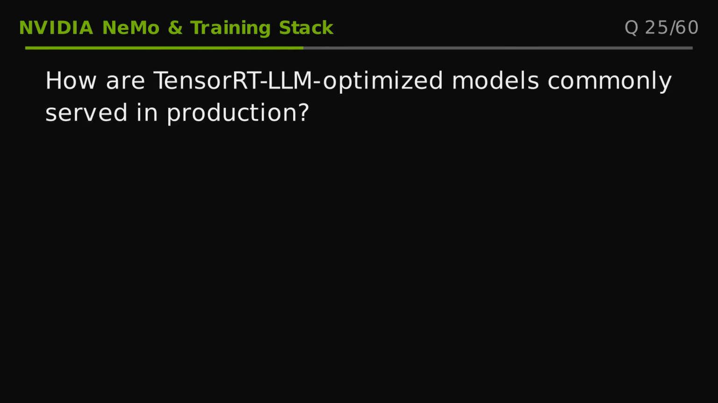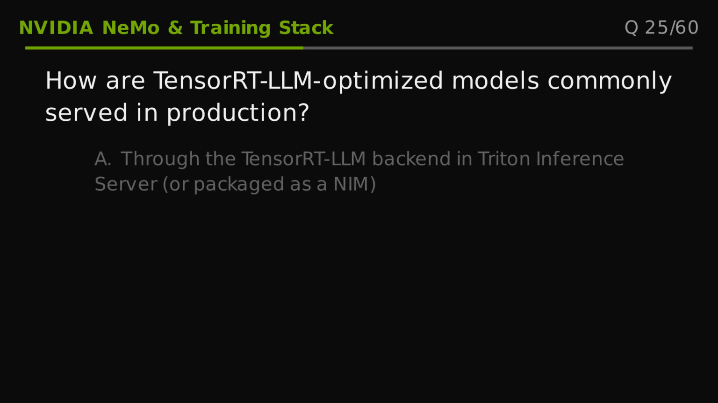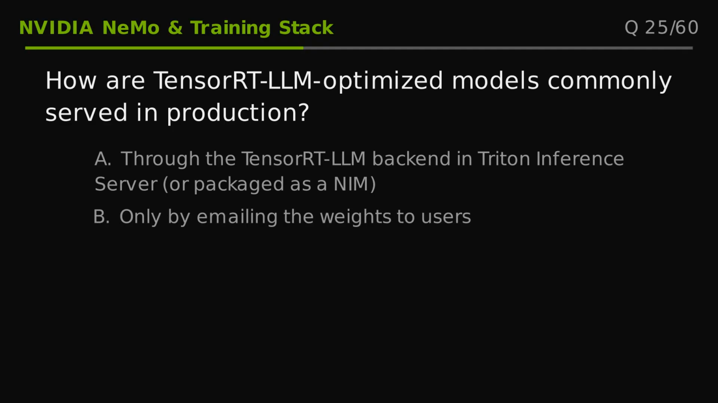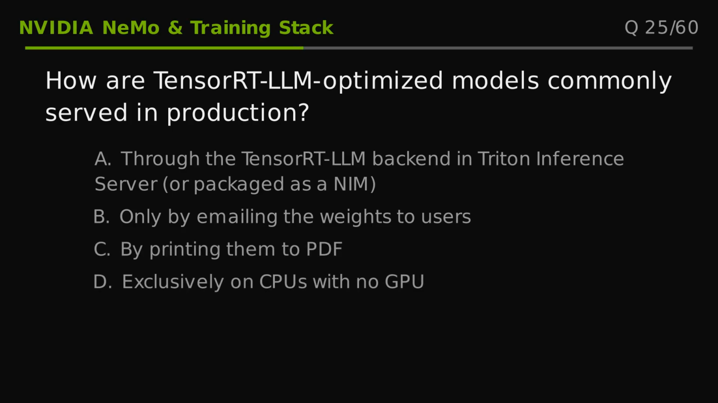Question 25. How are TensorRT optimized models commonly served in production? Option A. Through the TensorRT backend in Triton Inference Server or packaged as NIM. Option B. Only by emailing the weights to users. Option C. By printing them to disk. Option D. Exclusively on a phone with no GPU.